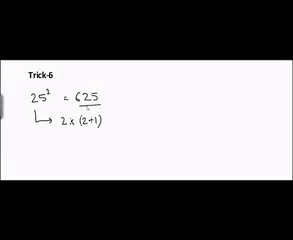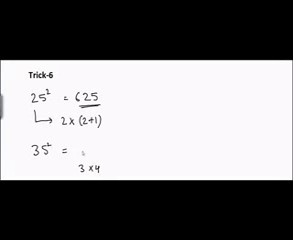Trick number 6 is about squaring a number which ends with 5. For example, if we have to square 25, here we take 2 and multiply it with its increment. 2 into 3, that is 6, and then we add 25 in the end, so that is your answer. Again, if we have to do 35 square, that will be equal to 3 into 4, that is 12, and then 25 in the end, so that is your answer.